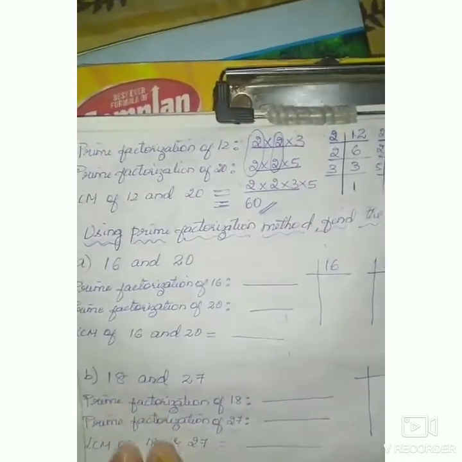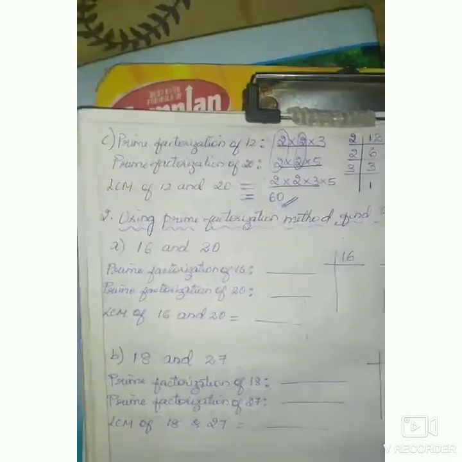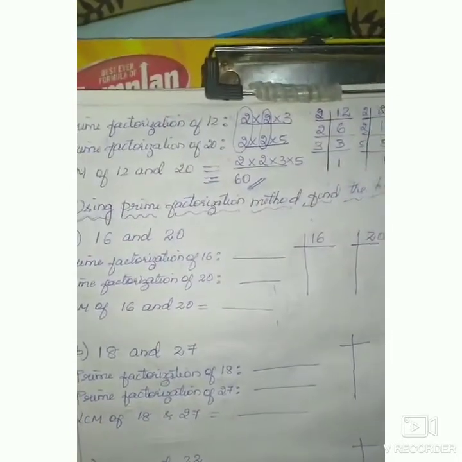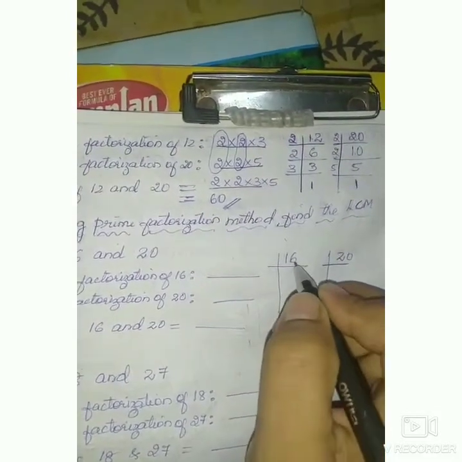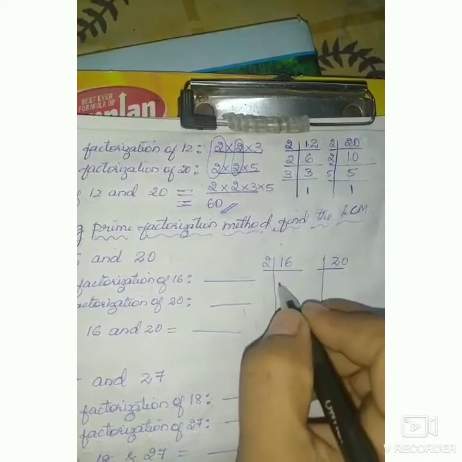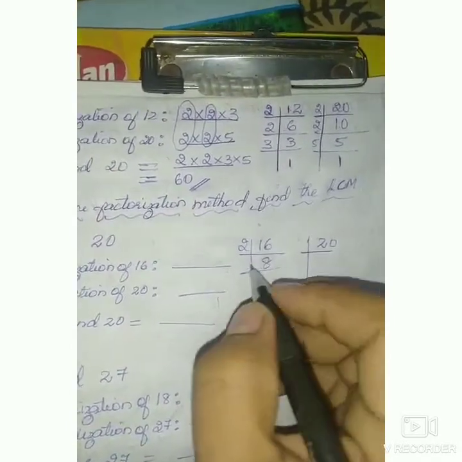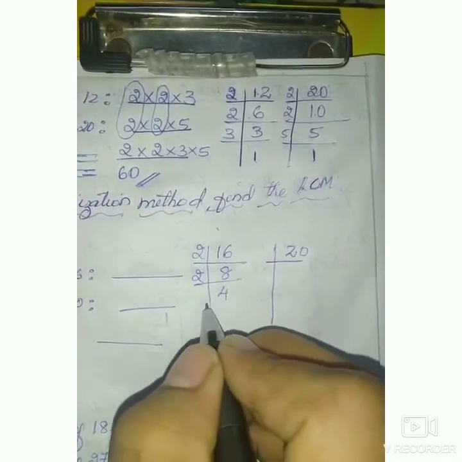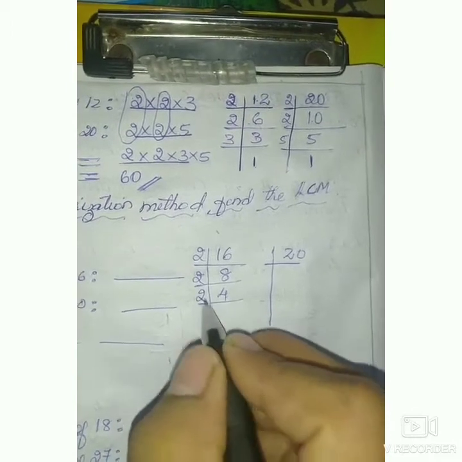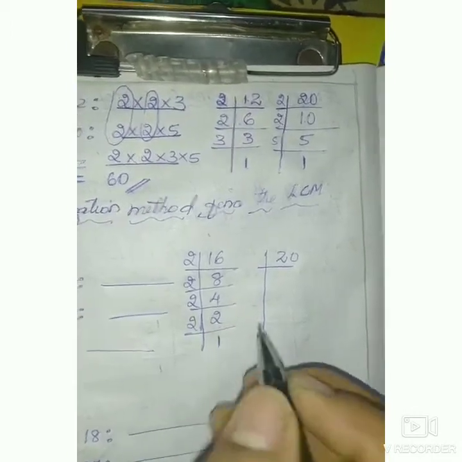Next, using this same method, the prime factorization method, find the LCM of the given numbers, that is 16 and 20. So start dividing. 16 comes in the 2 table. 2 how many are 16, children? 2 8s are 16. Next, again 8 is divisible by 2. 2 4s are 8. 4 is divisible by 2. 2 2s are 4. 2 1s are 2.